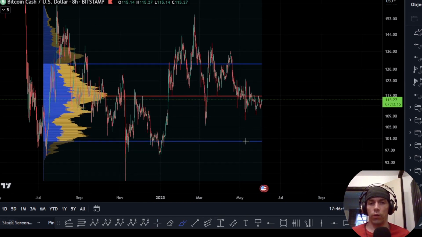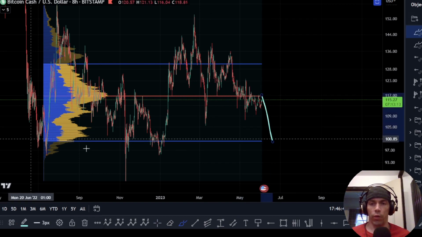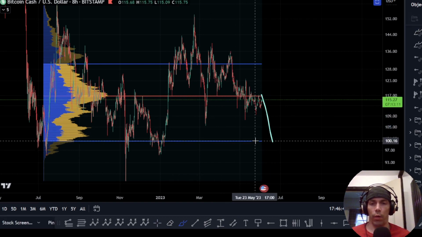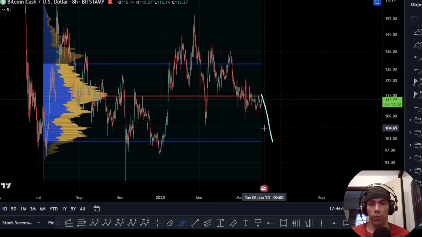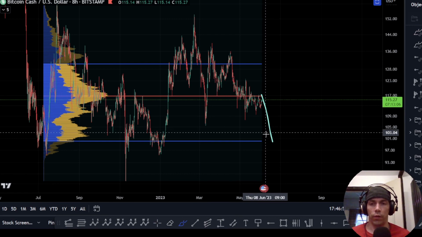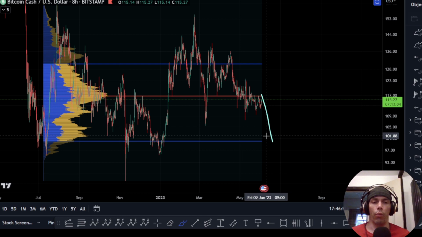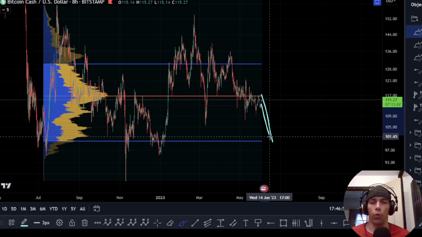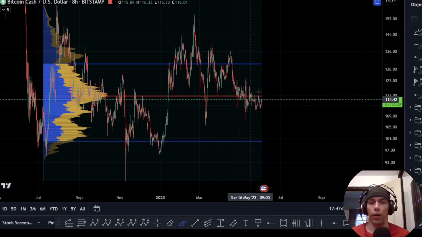If we do continue to move down here, what we could actually see is a retest of this value area low that we have here. We do have some high volume spikes here towards this 104.69 and this area here of this 101.88, where we could potentially see support come in if we do move down here. So I would be keeping an eye on those areas.